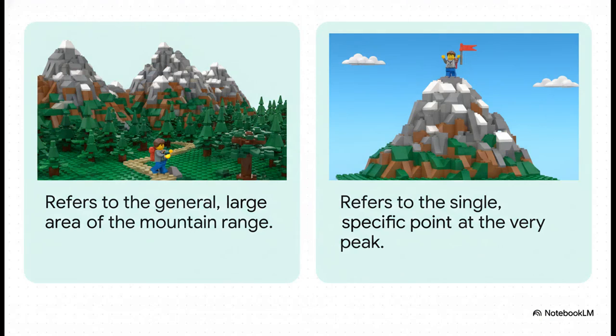And check out this other awesome example from our chart to really lock it in. You can go hiking in the mountains. That's a huge, sprawling area. But you can only stand at the top of the mountain. That's one single, specific point. See how that same logic just clicks right into place?